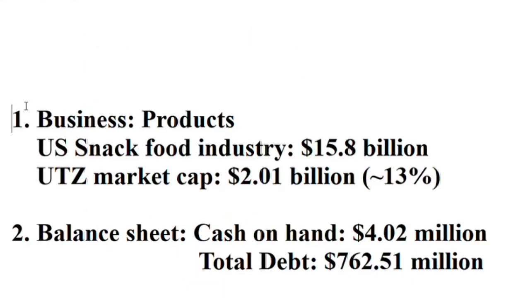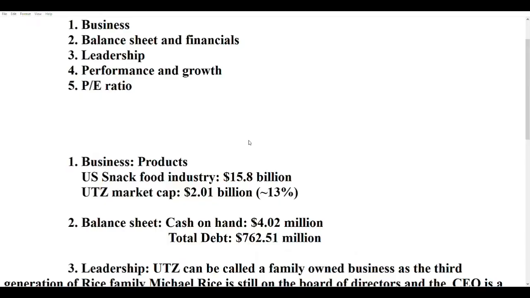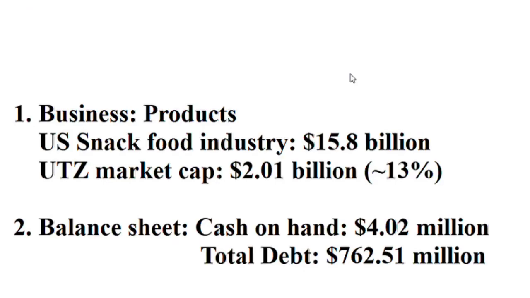Second thing that we're going to look at is their balance sheet and their financials. First thing that I'm going to look at in this case is how much total debt they have. So in this case, Utz has a total debt of $762 million. And the amount of cash they have on hand is $4 million.